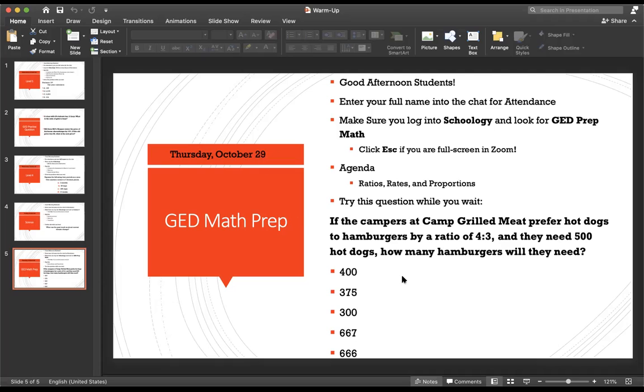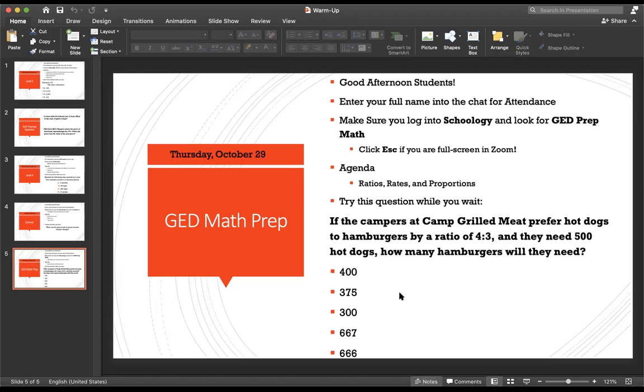Well, I took the ratio and tried to get it down to 1. So I divided the hot dog part by 4 and then the hamburger ratio by 4, which gave me 1 to 0.75. And then I multiplied each side by 5 to get my answer. What did you get? I got 500 hot dogs to 375 hamburgers. Okay, good. That is definitely one way to do it.